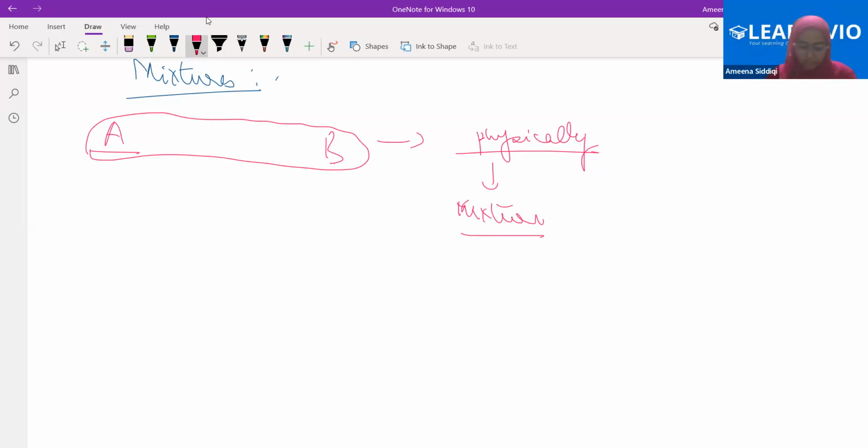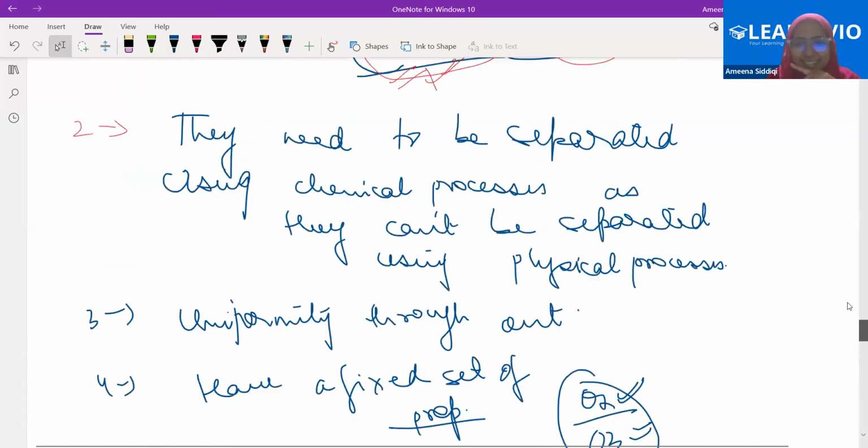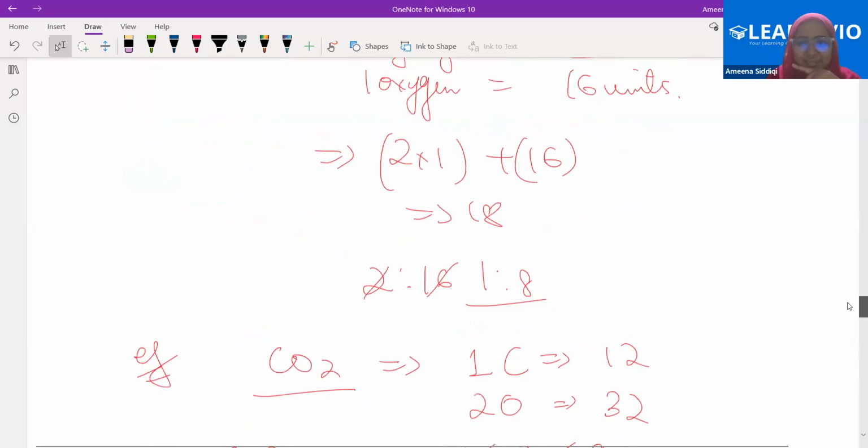Now what happens? In case of a compound, if you remember, there was a very fixed term, fixed composition by mass. That means there will always be one part of hydrogen and eight parts of oxygen in a water molecule by mass. Do you remember that? Or should I tell you that again? See, here it is.